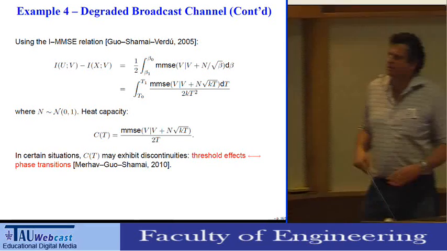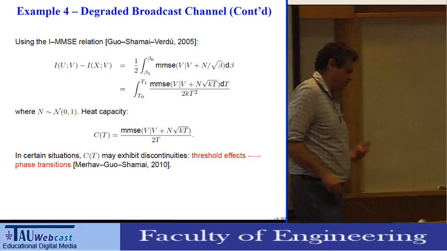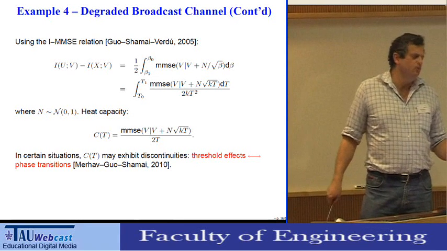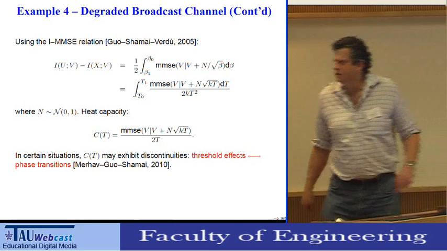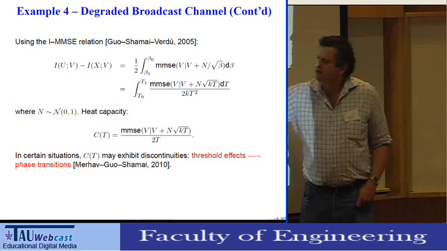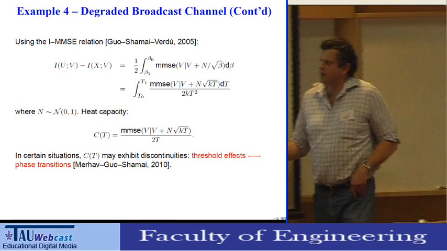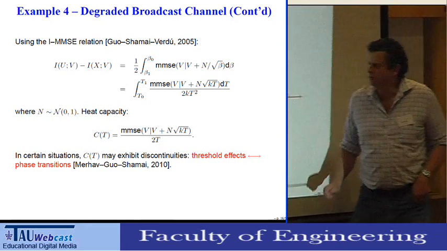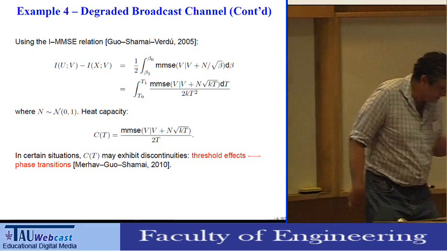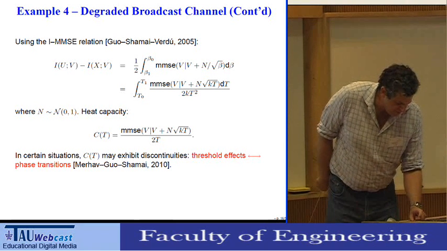Now, why is this interesting? Because in many cases, threshold effects in estimation turn out to correspond to phase transitions in physics. For example, there could be a situation where the MMSE behaves discontinuously as a function of the SNR, and so this means that the heat capacity is also discontinuous. So there is a close relationship between phase transitions in physics and threshold effects in estimation.